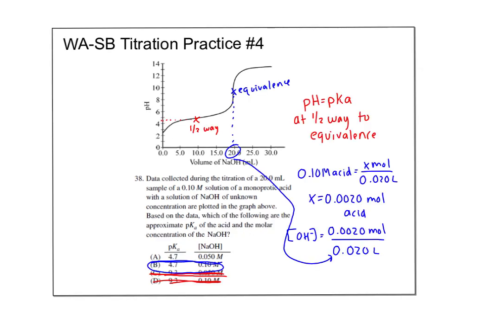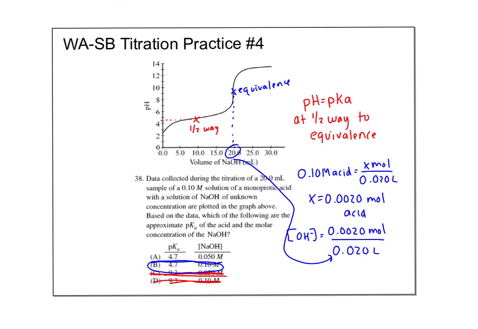All right, so first of all, at the equivalence point, we know that 20 mils were added. And so if I have 0.1 molar acid and 20 mils, I can figure out how many moles of acid. And at the equivalence, moles of acid equals moles of base. So I know that if I had 0.002 moles of acid, that means at the equivalence there was 0.002 moles of base and 20 mils were added. So I can figure out the concentration of OH minus.